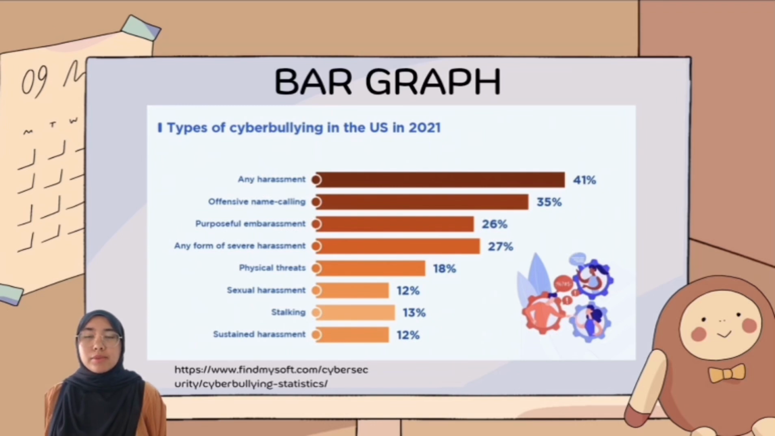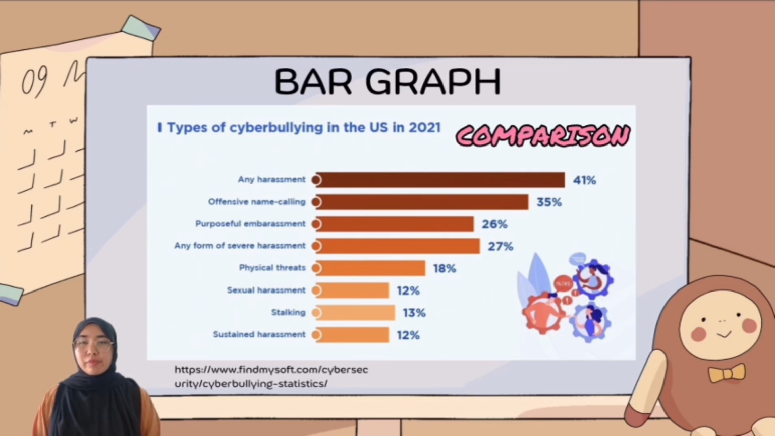The Y-axis represents the types of cyberbullying, while the X-axis represents the percentage of people getting cyberbullied. For the comparison, the percentage of people experiencing offensive name calling as cyberbullying was dramatically higher than those who experienced stalking as cyberbullying. It can be seen that 35% of it was offensive.